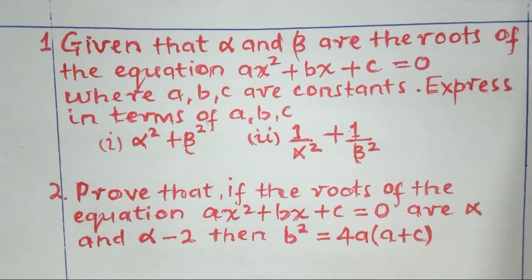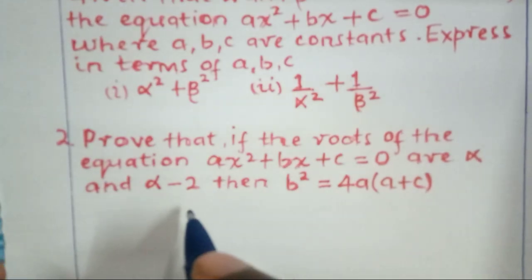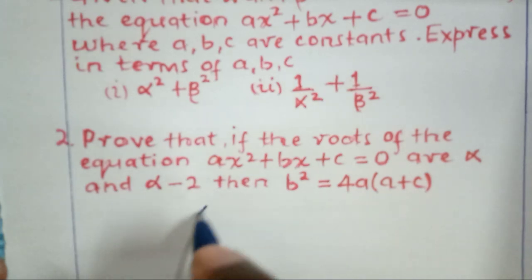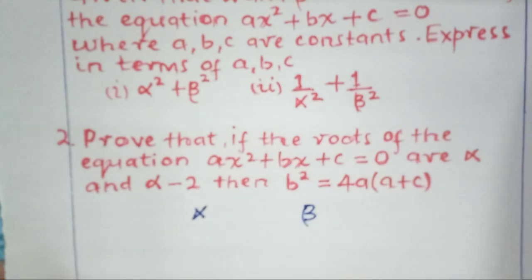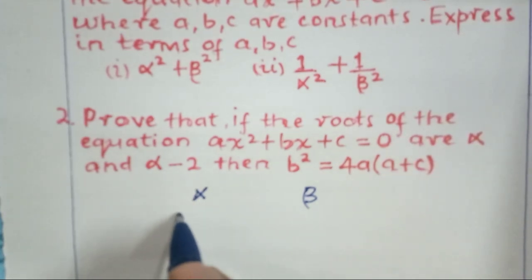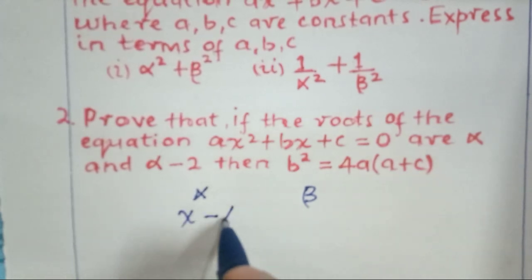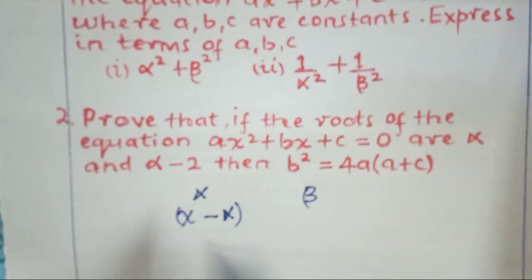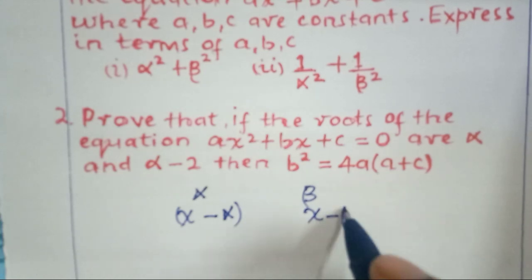So I will come and write here, the roots. We are given alpha and we are also given beta. What we do first is we find the factors pertaining to those two roots. One of the factors is going to be x minus alpha, and the other one is going to be x minus beta.